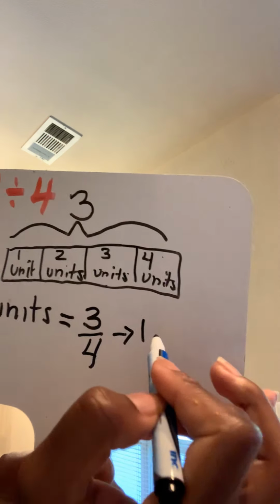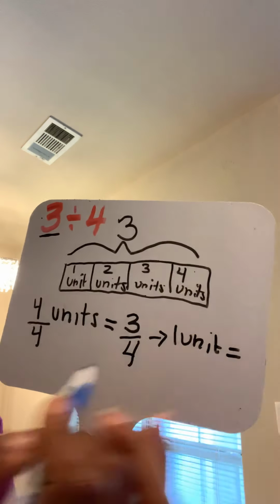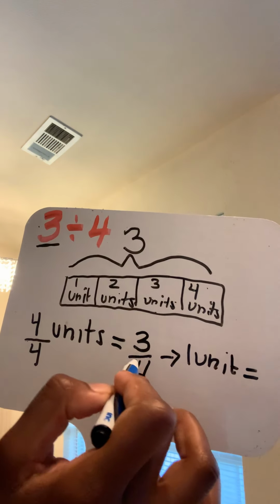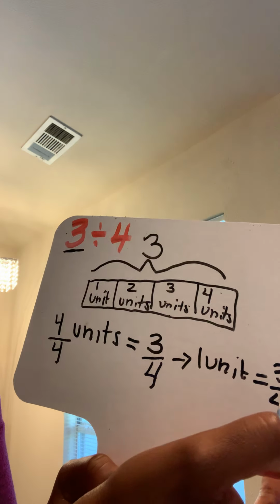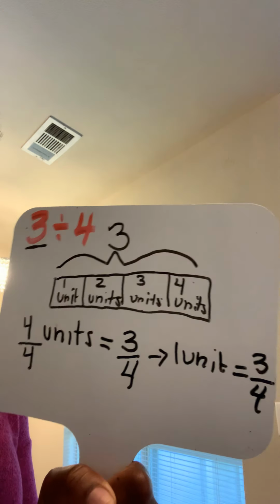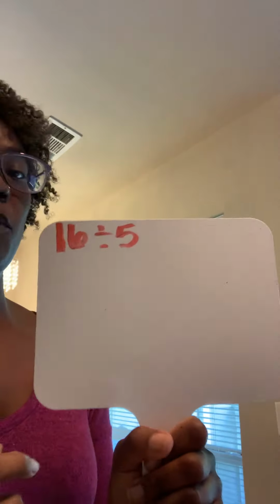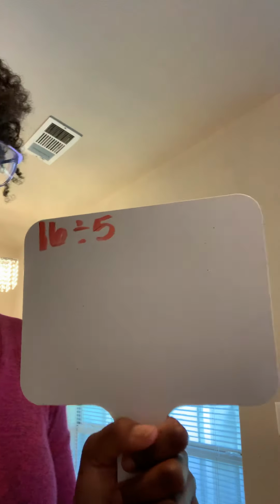So we've got 1 unit, and that's equal to 3 divided by 4, or 3/4. All right, we're going to do one more example with numbers, and then we'll do the last example using a word problem.